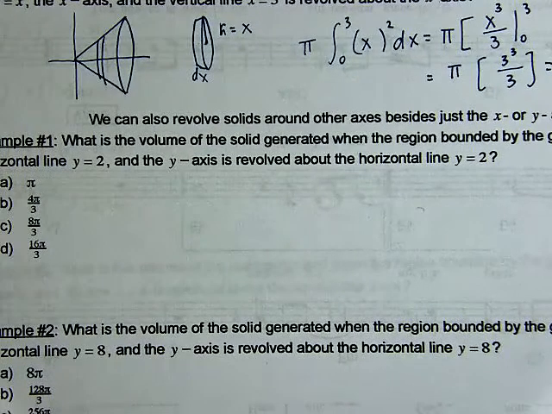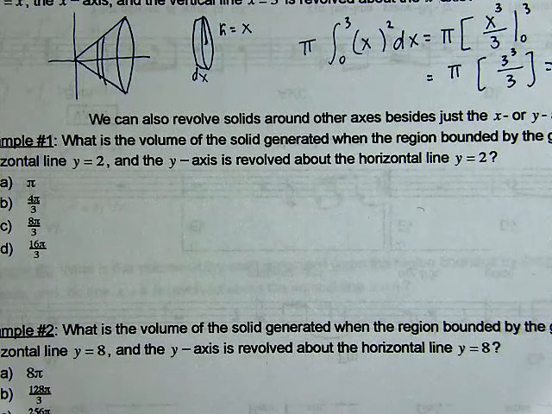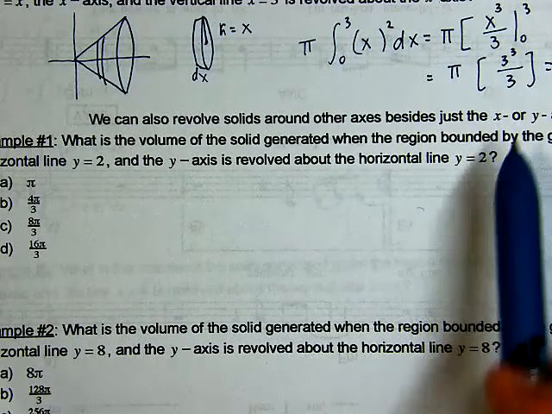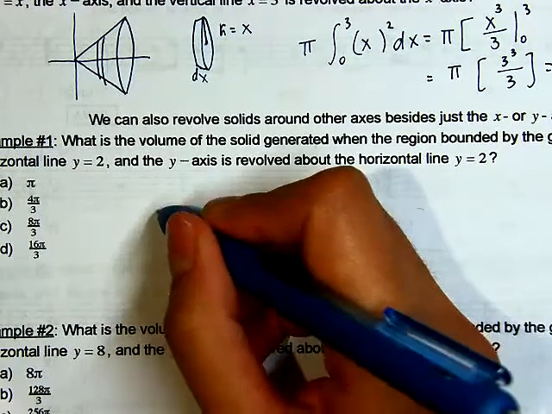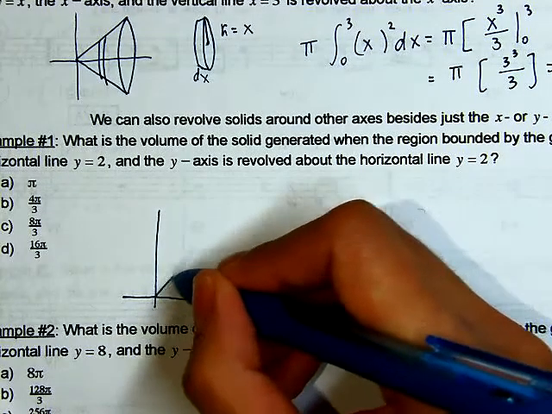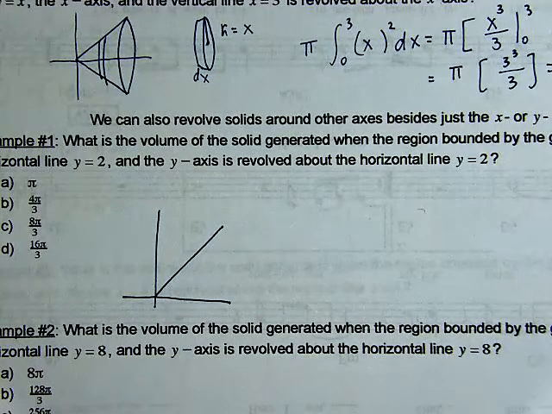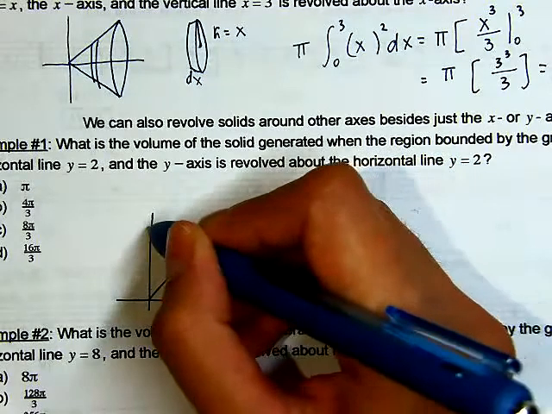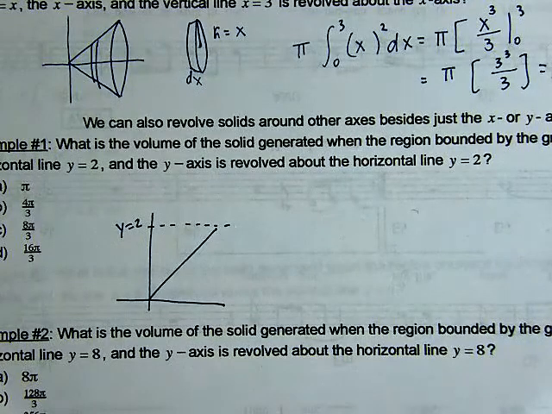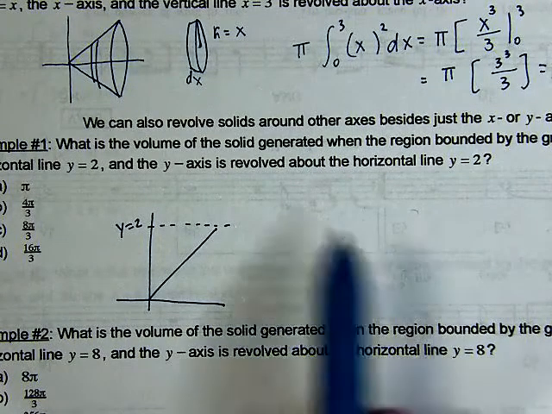Example 1, what is the volume of the solid generated when the region bounded by the graph of y equals 2x, the horizontal line y equals 2, and the y-axis is revolved around the horizontal line y equals 2. As usual, I would like to set up a graph. So here is my line y equals 2x. It will stop at the horizontal line of y equals 2.